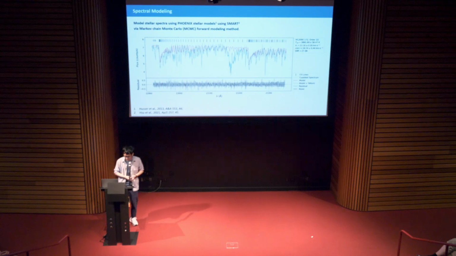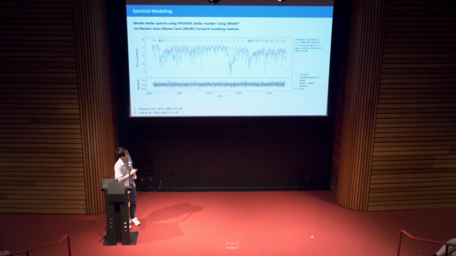And here is an example of the spectra. The data itself, you probably can't see it very well, is in the gray in the background. We modeled the stellar spectra using the Phoenix atmospheric stellar models using SMART, which is the Python package developed by Xu et al. 2021, and it's mainly done using the Markov chain Monte Carlo method. The modeled spectrum is plotted as this red curve.